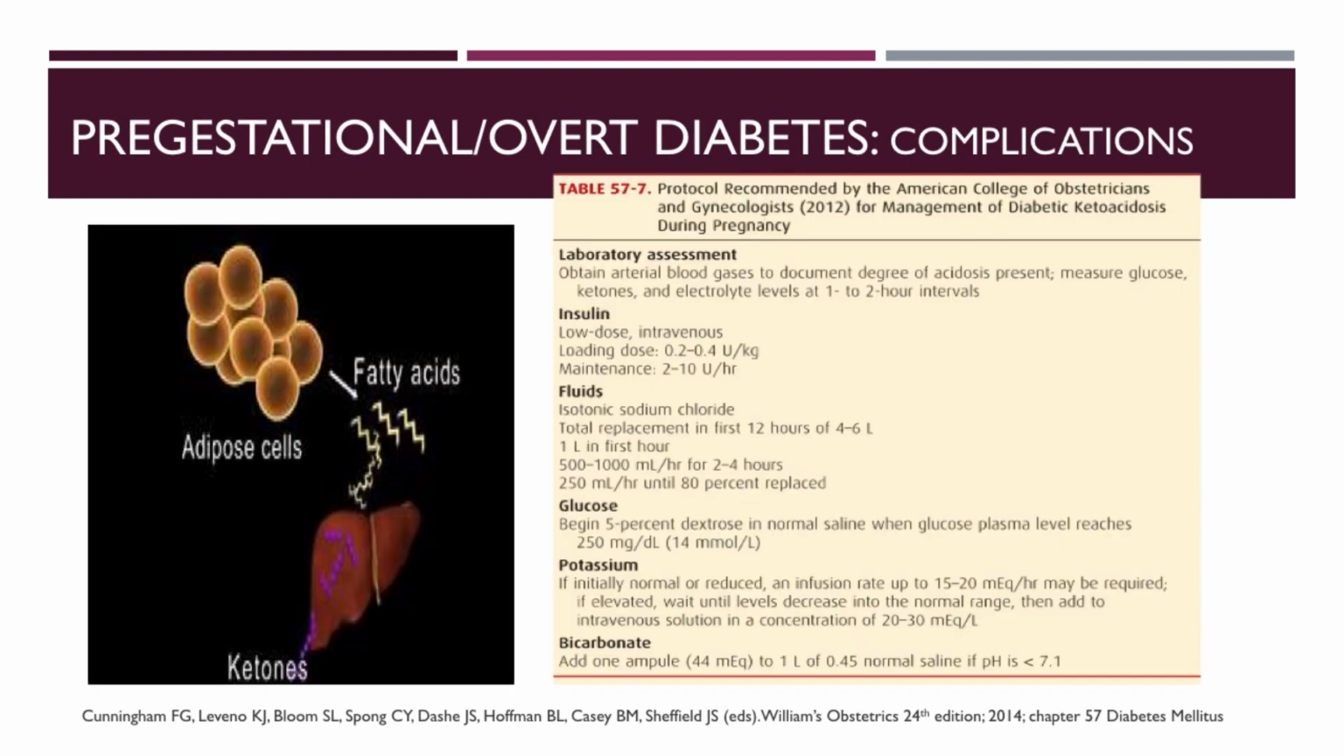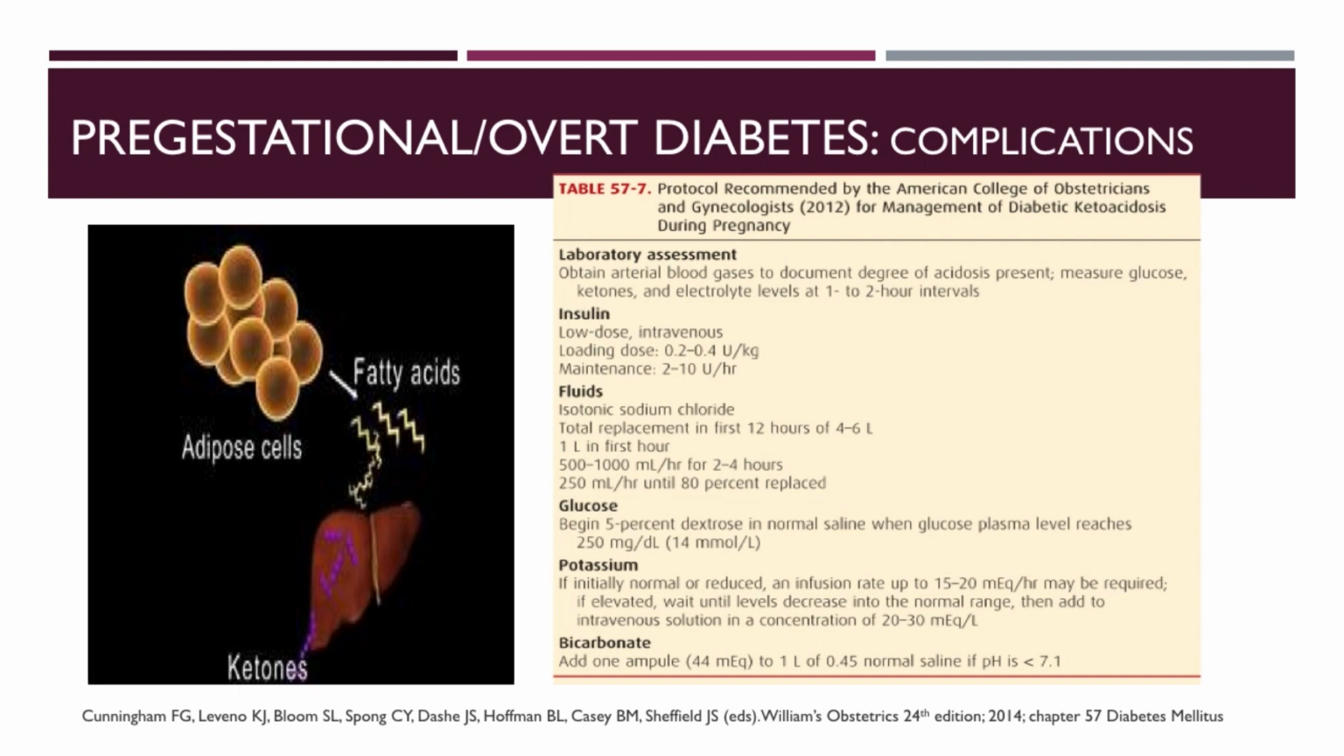So this table shows us the protocol that is recommended by the ACOG for the management of DKA during pregnancy. So we see here that we give low-dose intravenous insulin at a loading dose of 0.2 to 0.4 units per kilogram and a maintenance dose of 2 to 10 units per hour. We also start isotonic fluids with a total replacement in the first 12 hours of 4 to 6 liters.